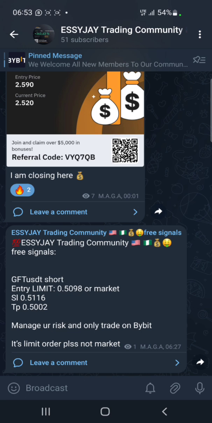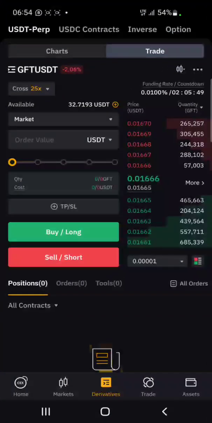Now this is the entry. The entry is a limit order, and I will say whether it is a limit order or a market order. Then SL means stop loss, and TP means take profit. Now you move back to your account. Then this is in GFT.